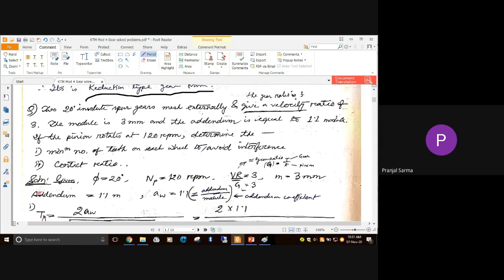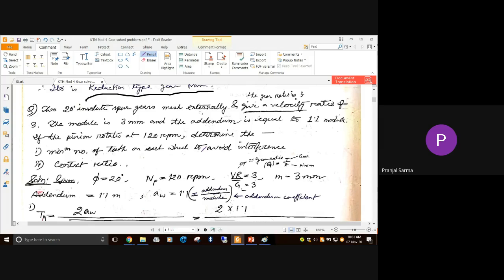Okay. Now next we'll be going for another problem from gear drive. Basically these are the type of problems. Some problems I have considered where we have to consider, suppose, contact ratio, the minimum number of teeth which will be required to avoid interference, etc. That kind of problem. So what is the problem statement?